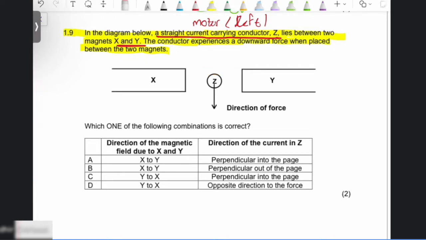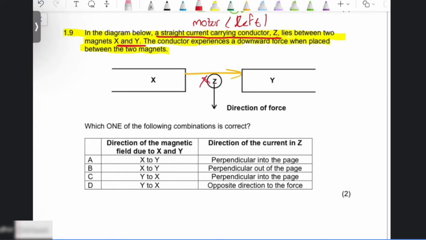So here we're looking at field lines going X to Y, and we're looking at our current going into the page. Current going into the page. Let's see if that's an option. So X to Y, yes. Perpendicular. Oh, into the page. Yeah, perpendicular and obviously into the page. So option A is our option here, guys.